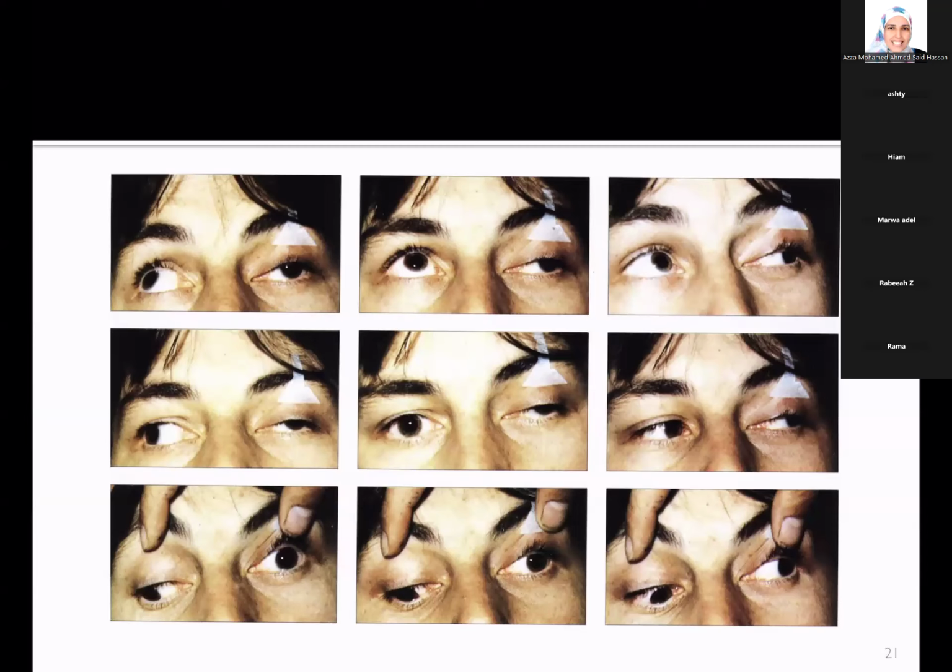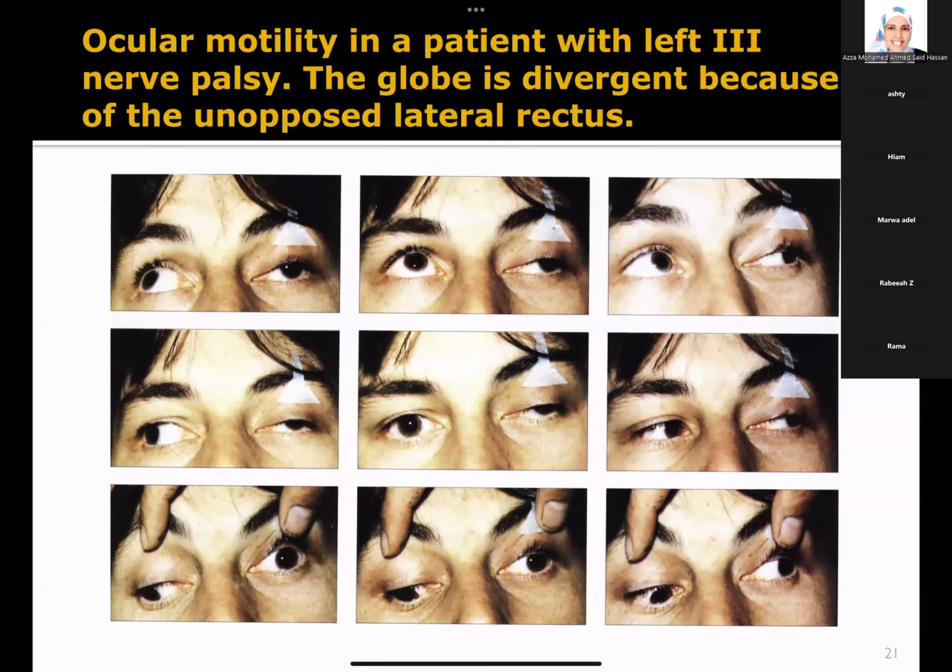In this slide, we can tell that the patient is having ptosis in his left eye. That's why they put the scotch tape on his left lid to try to elevate the lid. And his eye is also going down and out. His left eye, the same eye, has vertical and horizontal deviation due to third nerve palsy.